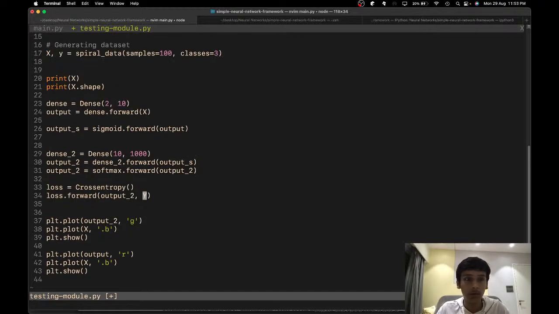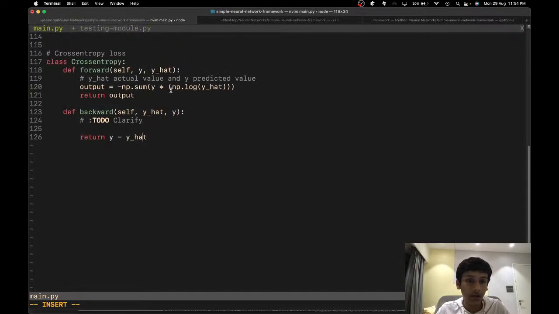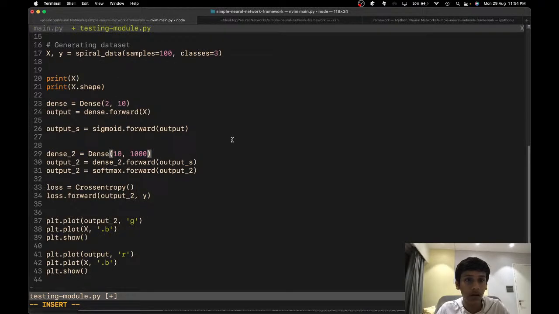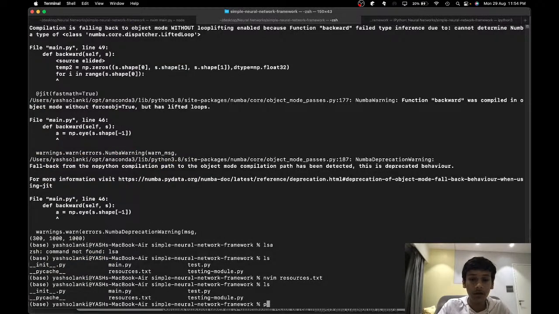No, it was y in small letters. Just checking. y hat is the predicted and y is actual. So we do that, and we can just go ahead and print it out. And let's run this.